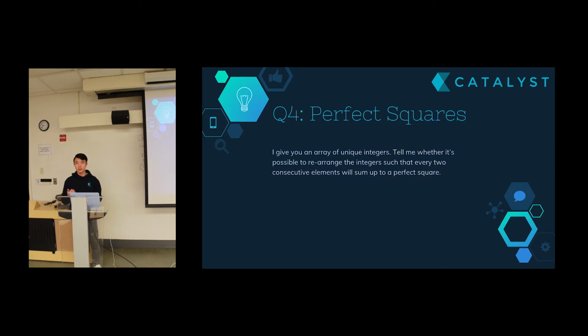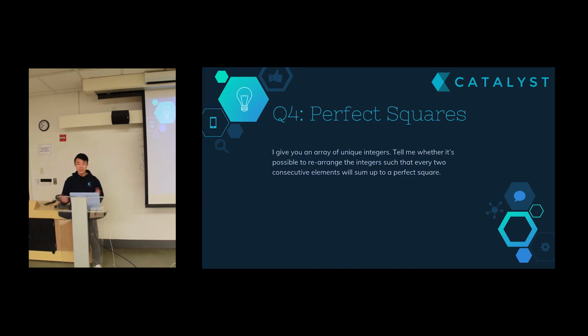So for example, if I gave you the array 4, 20, and 5, it's possible to rearrange it because you could say 4, 5, and 20. In that case, 4 plus 5 is 9, 5 plus 20 is 25. Both of them are perfect squares.